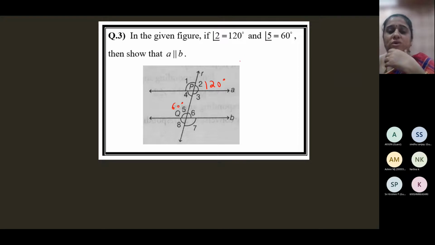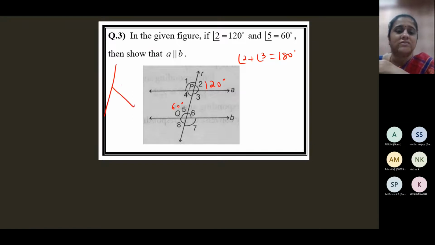So first you can work like this. Angle 2 plus angle 3 is equal to 180, because of the linear pair axiom, which has nothing to do with parallel lines. On a straight line, if there's a ray like this, the sum of these two angles is 180. So linear pair has nothing to do with parallel lines.